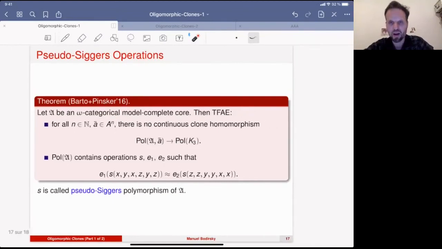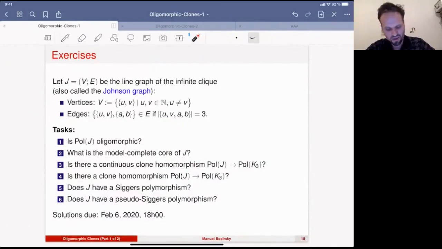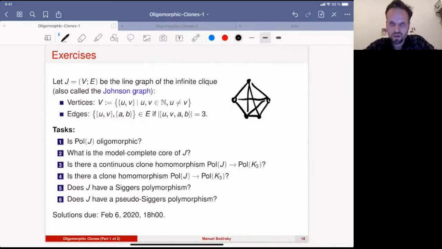The exercises are about the Johnson graph. The Johnson graph is the line graph of the infinite clique. So what is the line graph? If I have a graph, for instance K5, the line graph will have as vertices all the edges. The edges become vertices, and two edges are adjacent in the line graph if they share a vertex. If this is this edge and this is this edge, then they would be adjacent because they share this vertex. For instance, for the K5, the line graph turns out to be the complement of the Petersen graph.